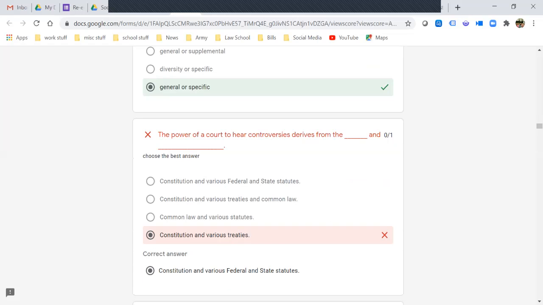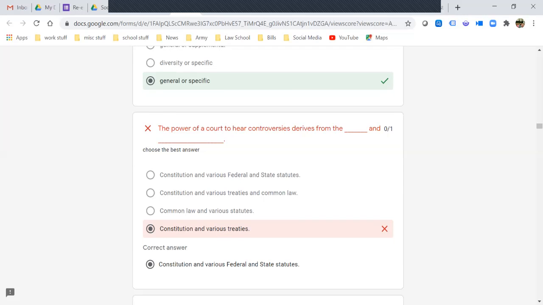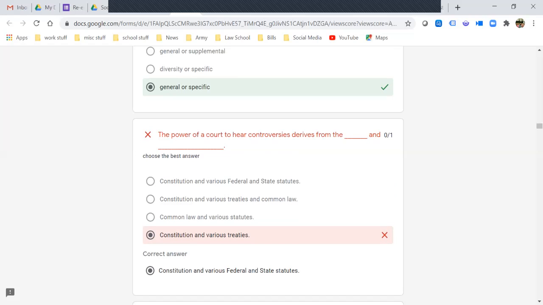The power of the court to hear controversies derives from the constitutional and various treaties. No, I got that one wrong. It's from the Constitution and various federal and state statutes. So this was like the best answer. They all kind of fit, but this is the best answer based on my professor, at least. The power of the court to hear controversies derives from the correct answer, Constitution and various federal and state statutes.